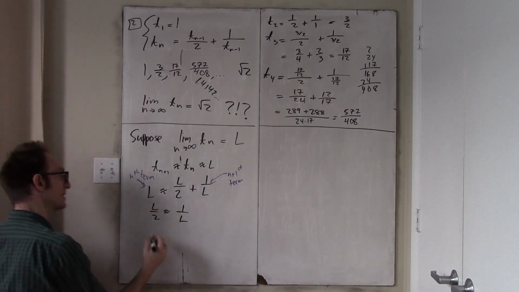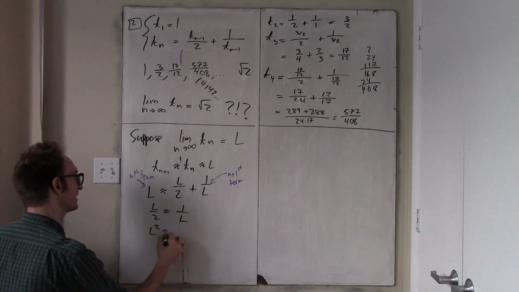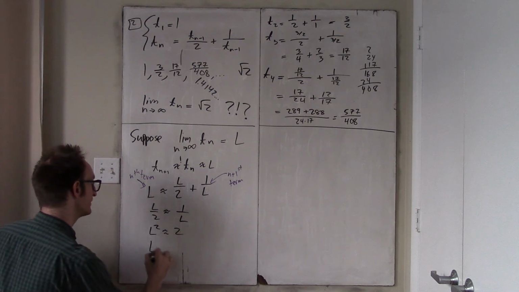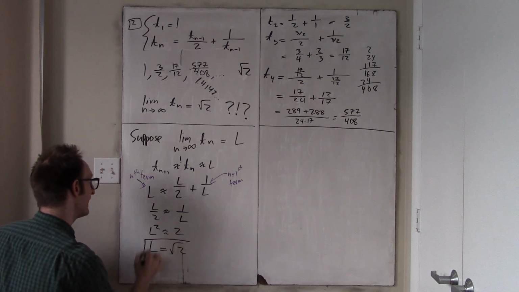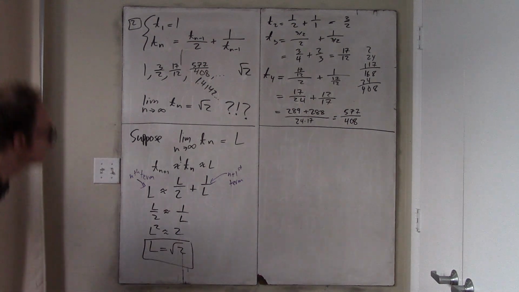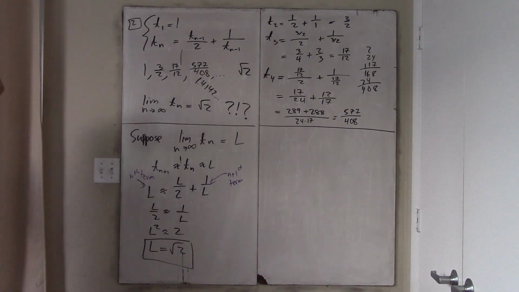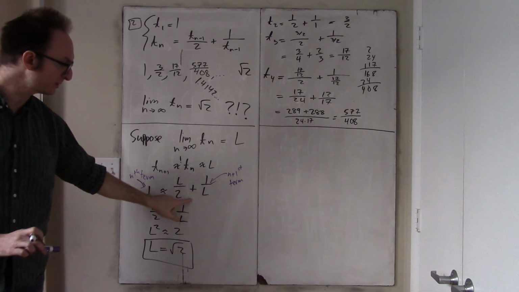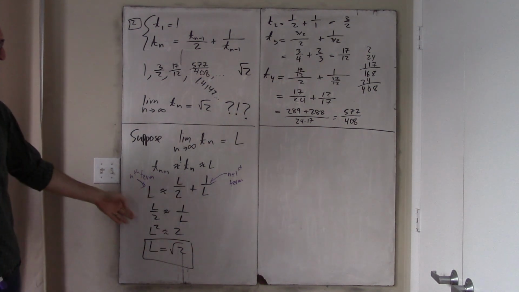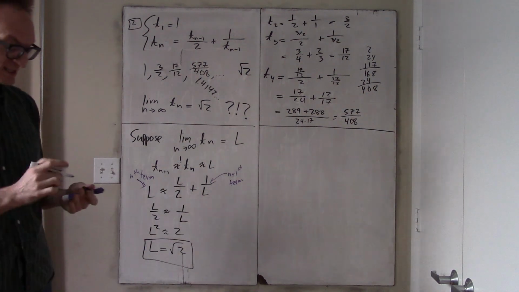And solving this equation, well, that's just L squared is 2. And so, in fact, root 2 is the unique number which is equal to its own self over 2 plus its reciprocal. And so that sort of explains why the limit of this sequence is root 2.